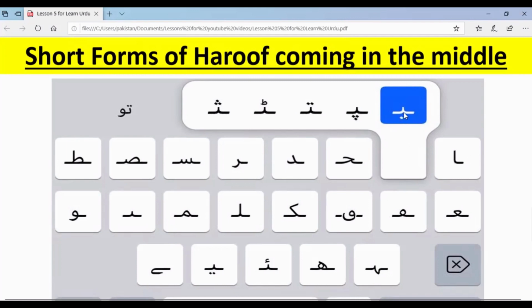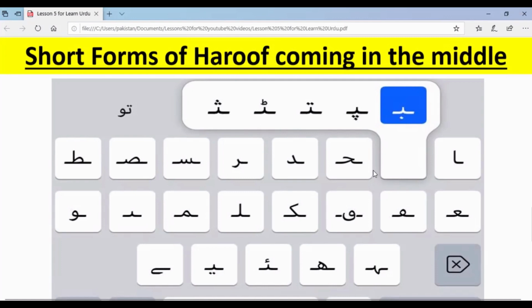And this is Be in the middle of the word. When it comes, it will look like this. And when Pe comes in the middle of any word, it will look like this. And Te, it will look like this. These are short forms of Haruf Tahajji when they come in the middle of words. And Te, it will look like this in the middle. And Se, it will look like this.